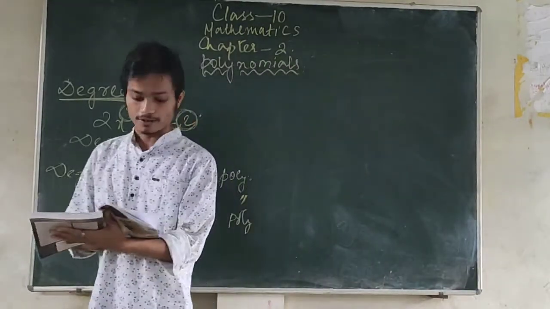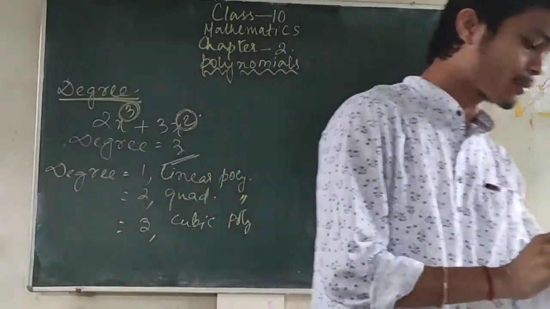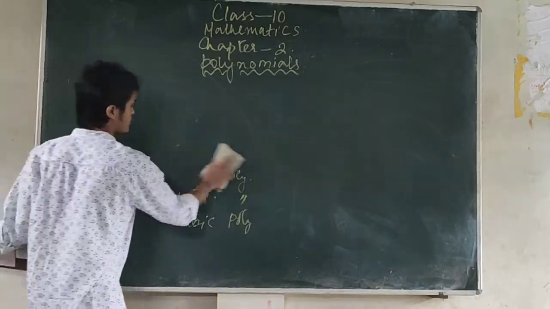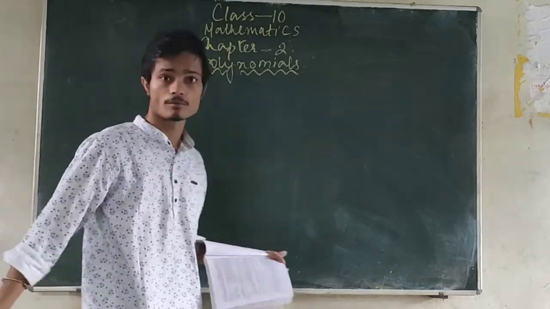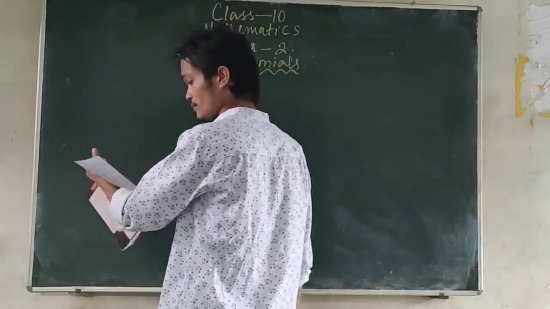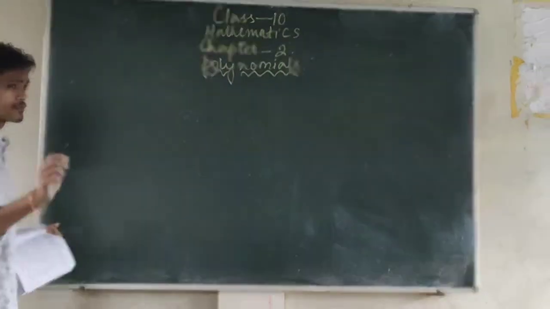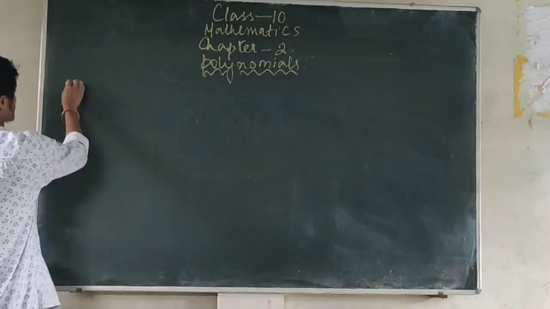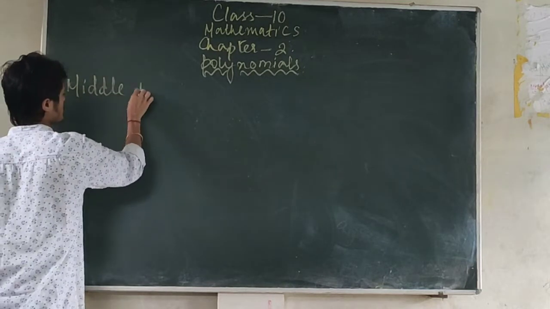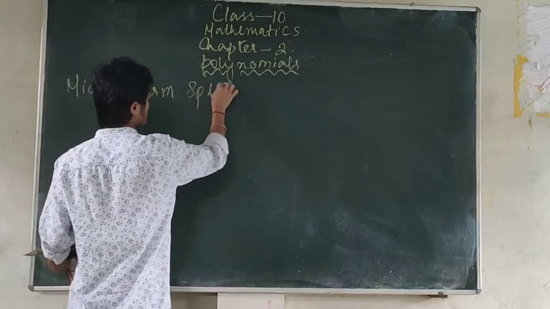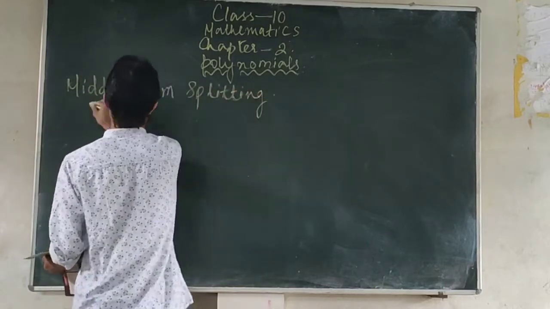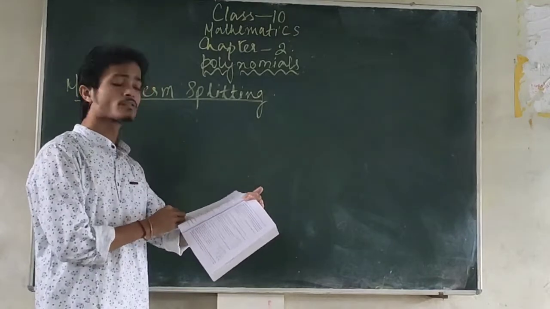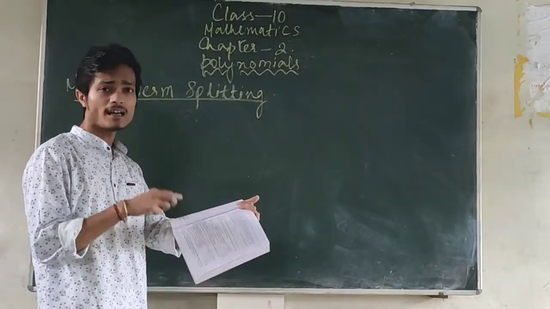Everybody be on exercise 2.2. Let us do some sums here. Question number 1. In class 9 also you have studied about solving quadratic polynomials in one variable. So here we are going to discuss a little bit about that. For solving a quadratic polynomial in one variable, the most common method is middle term splitting. With the help of the middle term splitting rule, you can find the values of the zeros of the given polynomial.